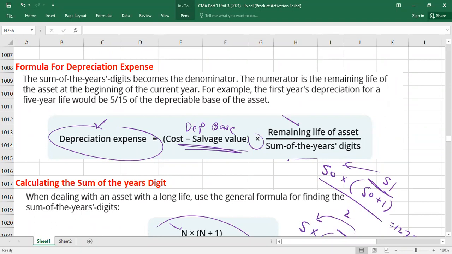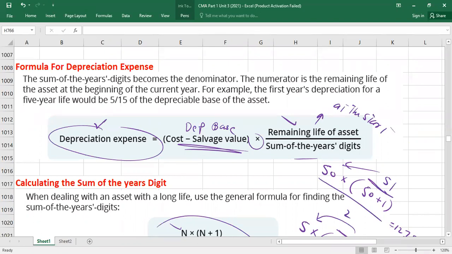Okay, please make sure of one thing. This remaining life, at which point? Not at the end of the year. It is at the start of the year. Depreciation we calculate at the end of the year, but this remaining life you have to take as if you are sitting at the start of the year.